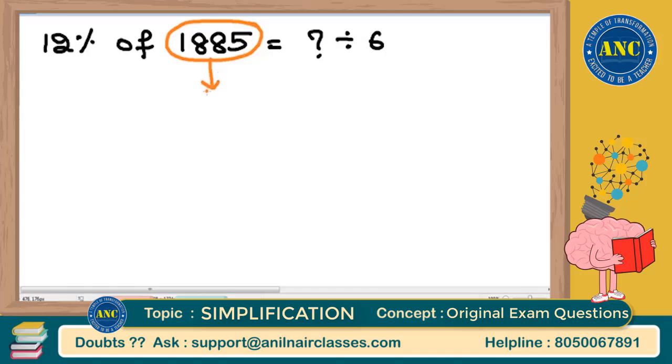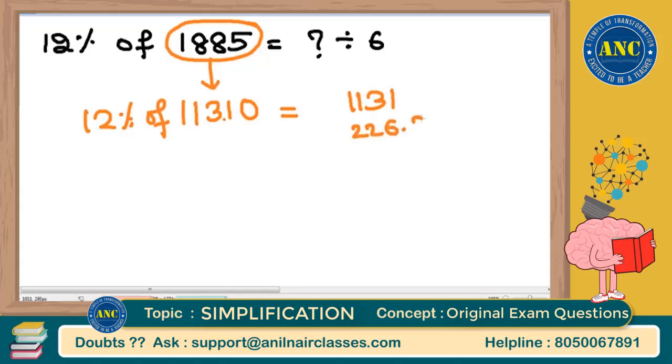What is 1885 into 6? If I simplify, I will get 11310. I am interested in finding 12 percentage of this. Very easy question. So 10 percentage is 1131, 1 percentage is 113.1, 2 percentage is 226.2. So final answer will be 1357.2. Very easy question, sir.